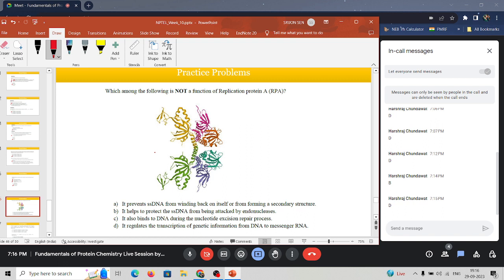Which among the following is not a function of replication protein A? It prevents single-stranded DNA from winding back on itself or from forming a secondary structure. It helps to protect the single-stranded DNA from being attacked by endonucleases. It also binds to DNA during the nucleotide excision repair process, and it regulates the transcription of genetic information from DNA to messenger RNA.